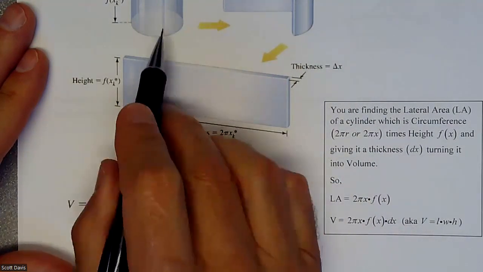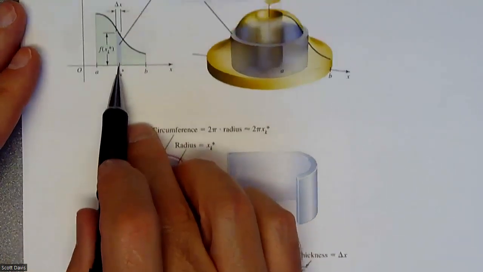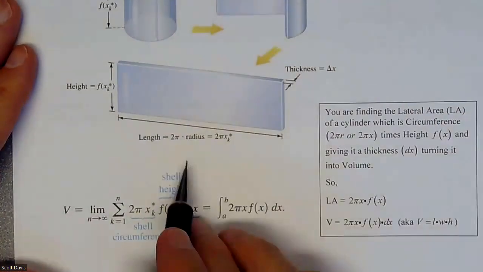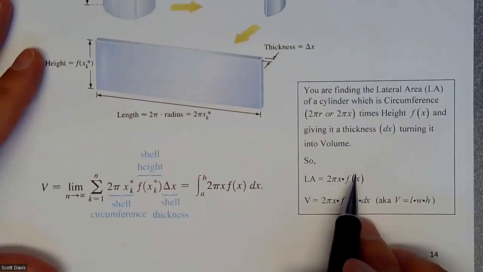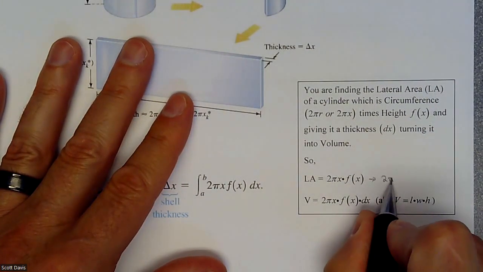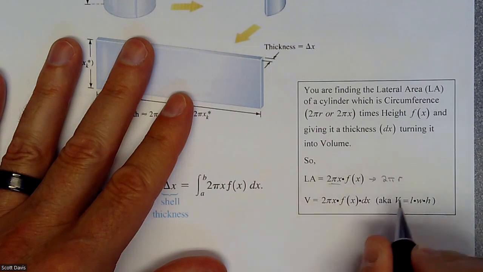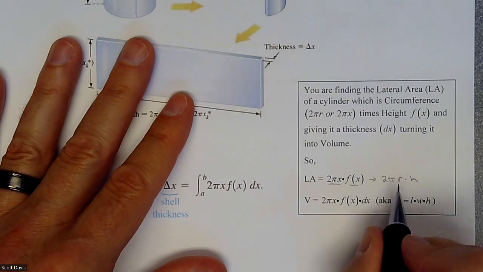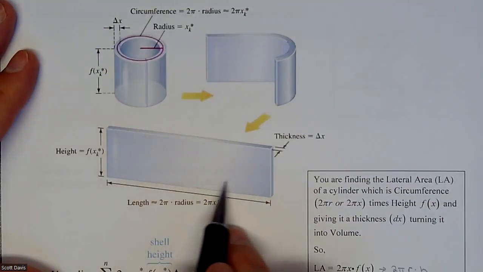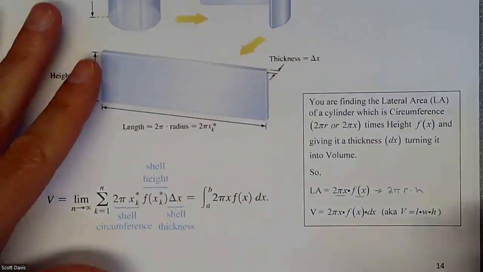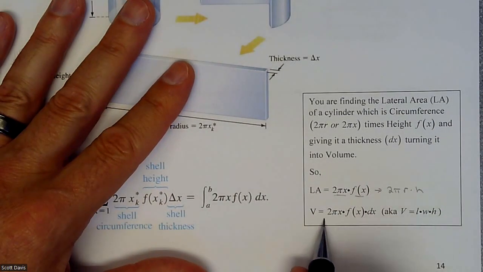Our height is going to be based on these equations. So here's our height. And then when we roll it, we're going to use 2 pi r. So this lateral area is really 2 pi r. That's this piece, and then times a height, which is essentially a y value. That gives us the area of this rectangle, and then we multiply by thickness to give it volume. So this piece is our area piece, and then our dx is giving it some thickness.